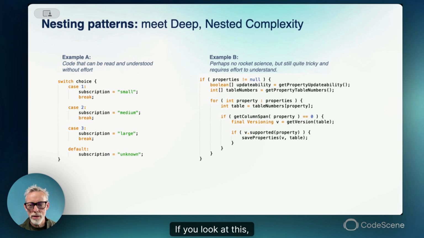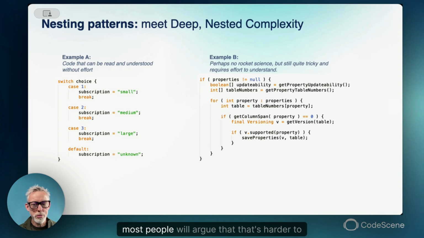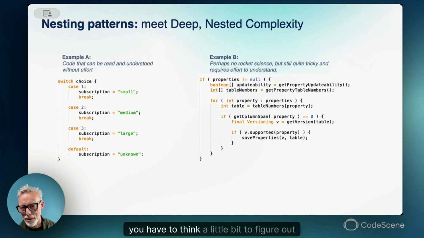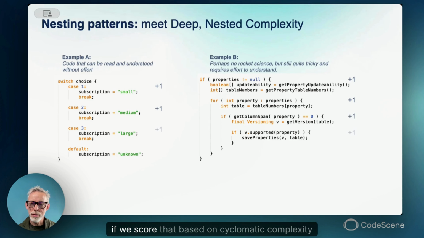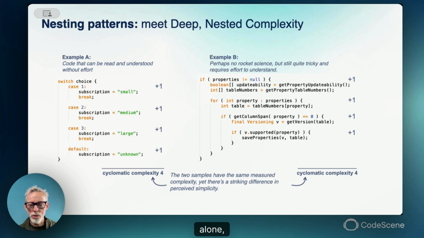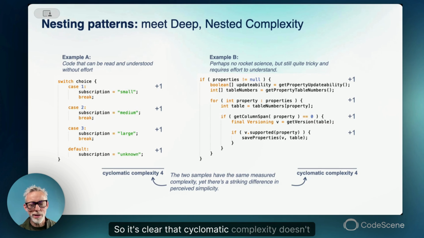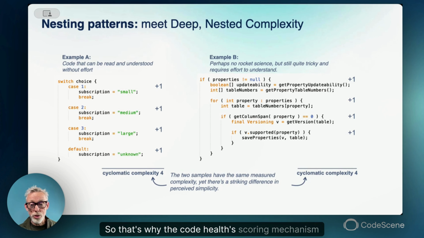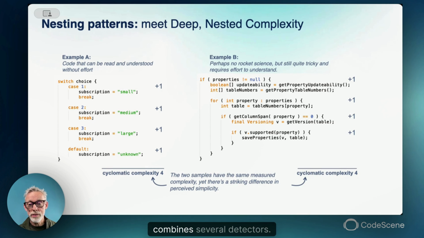If you look at this, the code on the right, most people will argue that that's harder to understand than the code on the left. At least you have to think a little bit to figure out what's going on. Yet, if we score that based on cyclomatic complexity alone, they have the same complexity. So it's clear that cyclomatic complexity doesn't quite cut it. So that's why the code health scoring mechanism combines several detectors.